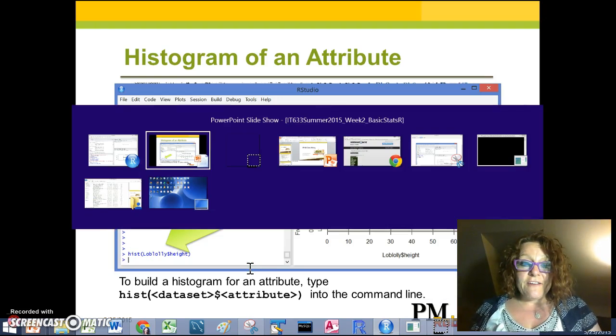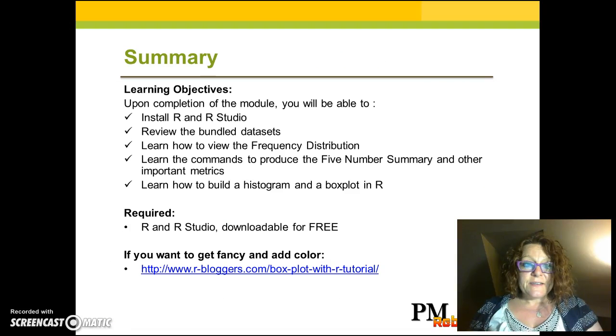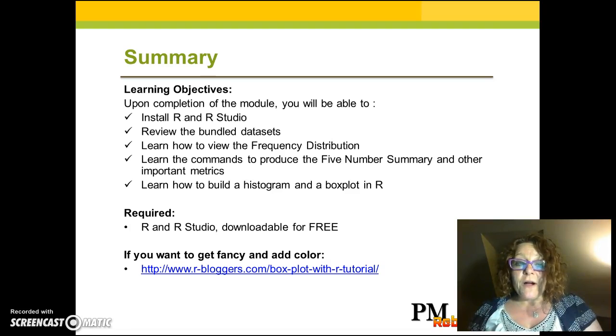Good, so what have we discussed? We have discussed where to install R and RStudio from. We have looked at the bundled data sets. We have learned how to view the frequency distribution. And we have walked through the commands to produce the 5-number summary and other important metrics. Finally, we have learned how to build a histogram and a box plot in R. This requires that we install R and RStudio.